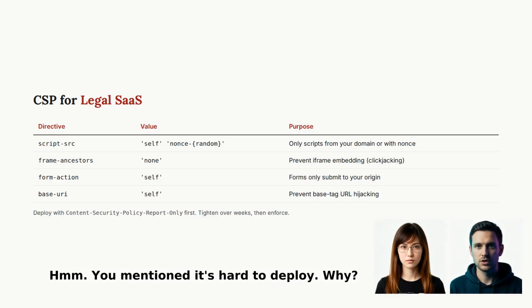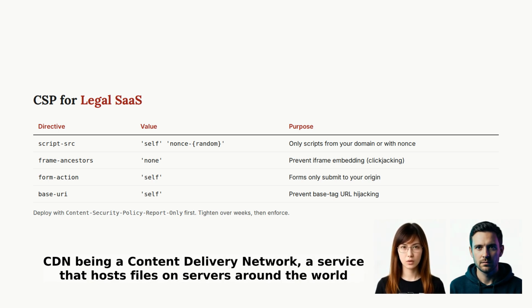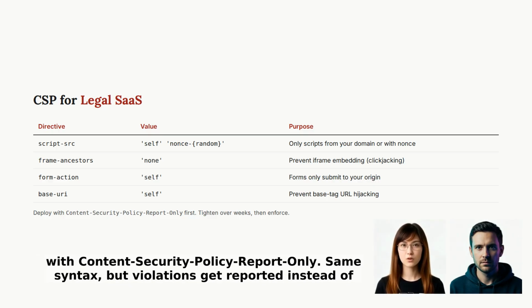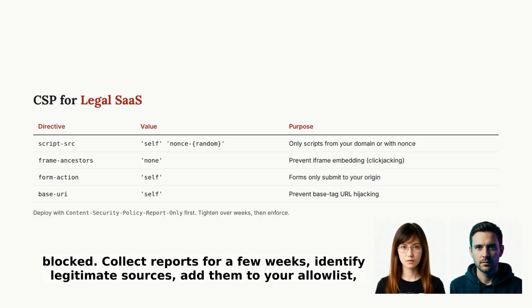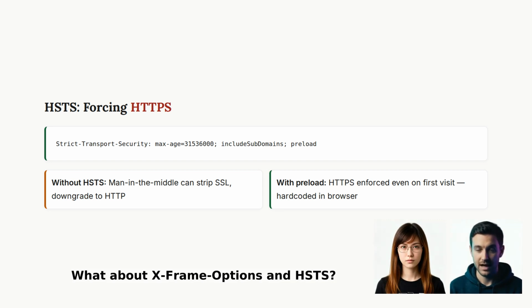You mentioned it's hard to deploy. Why? Because most applications have inline scripts, third-party analytics, CDN-loaded libraries. CDN being a content delivery network, a service that hosts files on servers around the world for faster loading, and embedded widgets that a strict CSP will break. The solution: start with Content-Security-Policy-Report-Only. Same syntax, but violations get reported instead of blocked. Collect reports for a few weeks. Identify legitimate sources. Add them to your allow list. Then switch to enforcement mode. Iterate. Don't deploy blind. What about X-Frame-Options and HSTS?